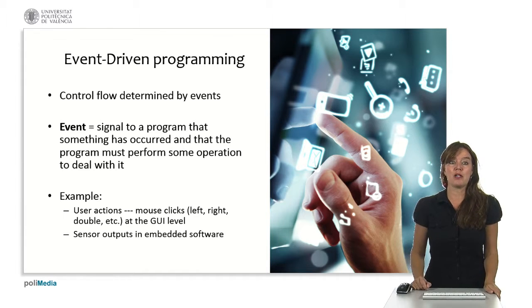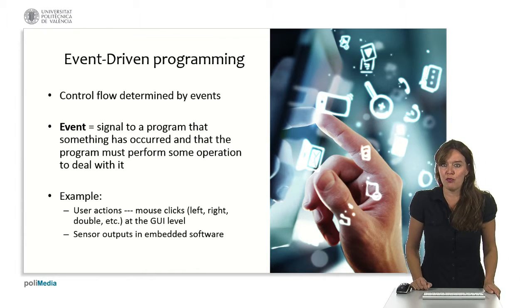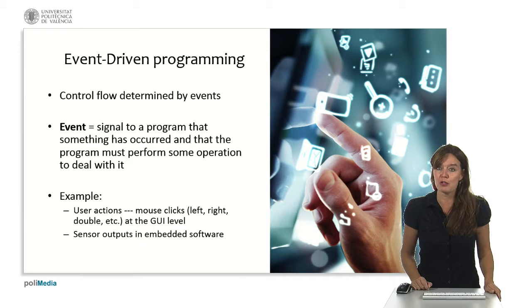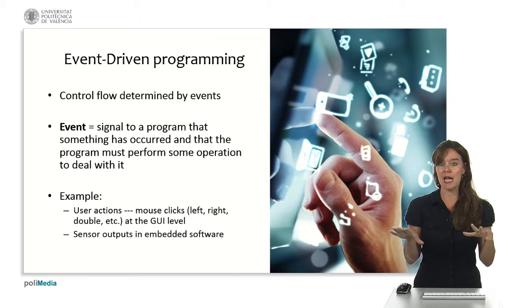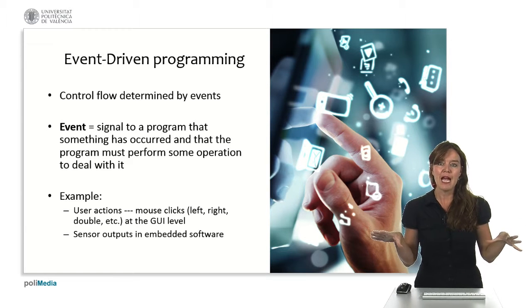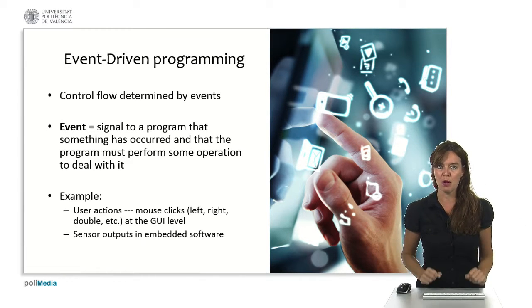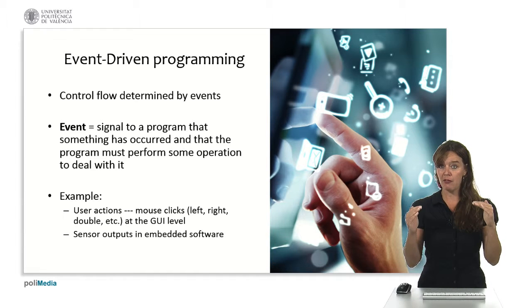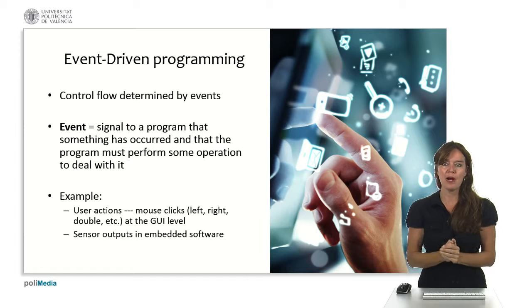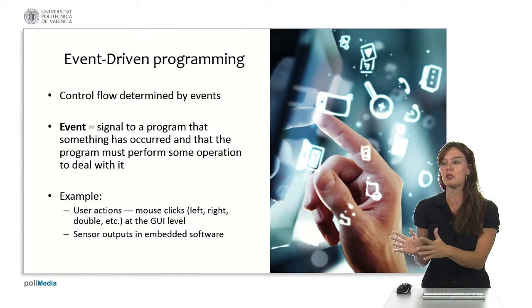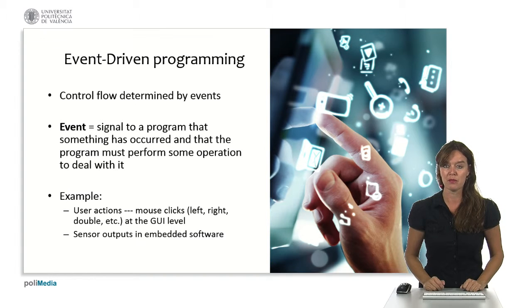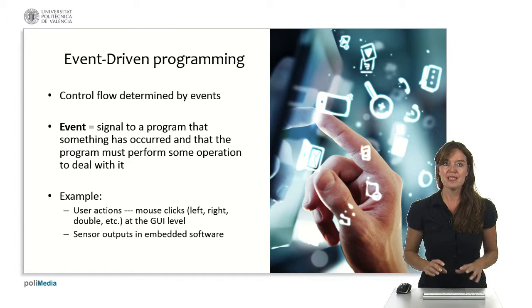Other examples are sensor outputs. In embedded software, for example, if we have a robot, robots have sensors. And these sensors will look at, for example, the environment and will try to not bump into some objects. So if we see that something is going to happen, we can send an event to the software that has to calculate, for example, the direction the robot has to go in order not to bump into this object. So this is event-driven programming.